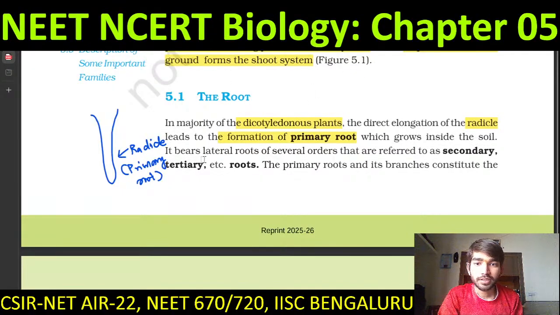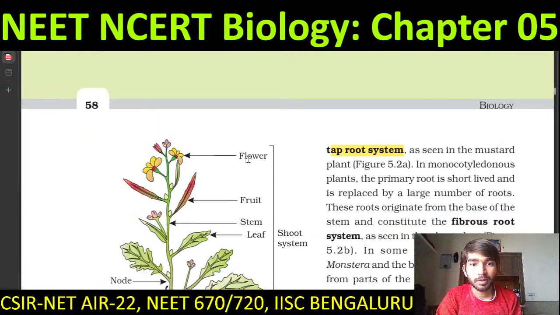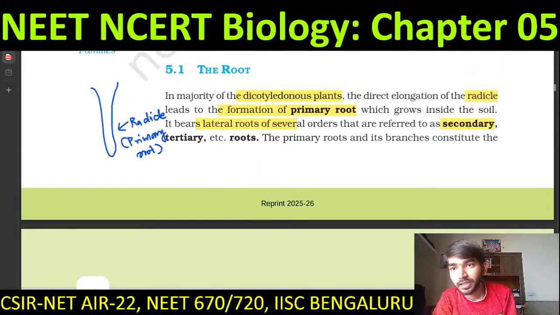which grows inside the soil. It bears lateral roots of several orders that are referred to as secondary, tertiary, etc. roots. The primary root and its branches constitute the taproot system. So remember this. This looks like a pointed funnel-like shape, and this is called a taproot. And there are some secondary, tertiary roots. If a root is coming out from the secondary branches, it is called tertiary. If it is coming directly out from the primary, then it is called secondary. And this one is the primary root.